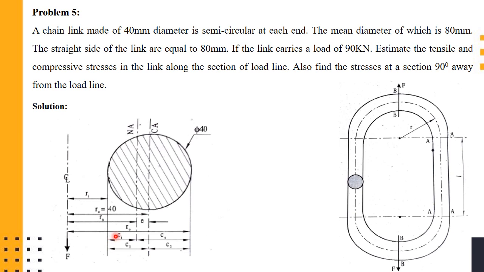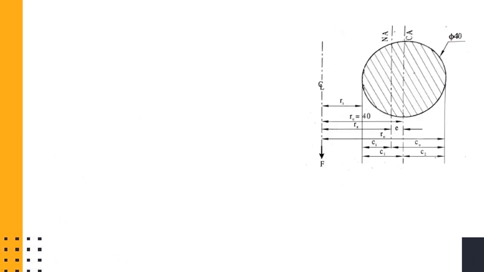And also you can mark the terms Ci as well as C0. Ci is the distance from the inner surface to the neutral axis, and C naught is the distance from the outer surface to the neutral axis. This is the critical cross section that you have to draw, right?